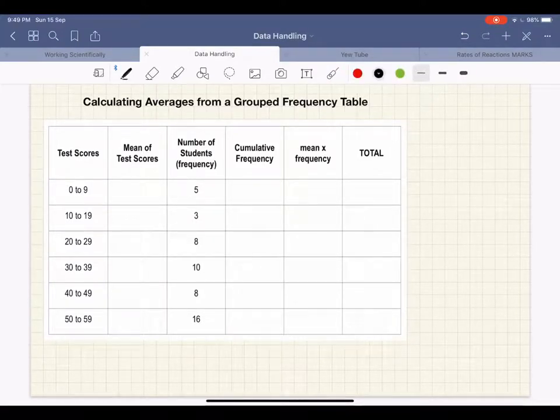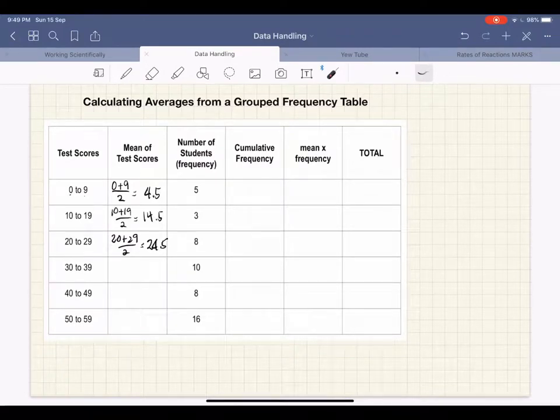So basically, to get the mean is the same as before, okay? We get the low and the high. So 0 plus 9 and then divide by 2. That will give us 4.5, okay? The next is 10 plus 19 divided by 2, which gives us 14.5. Next is 20 plus 29 divided by 2, giving us 24.5. Okay, now what do you notice?